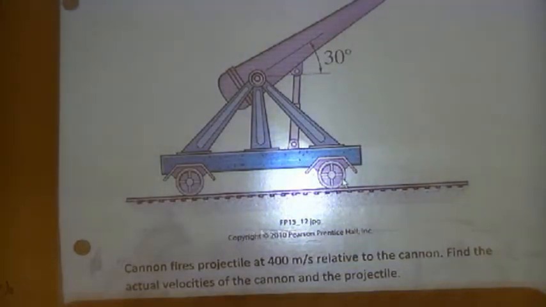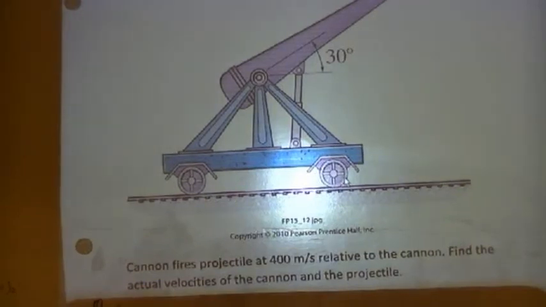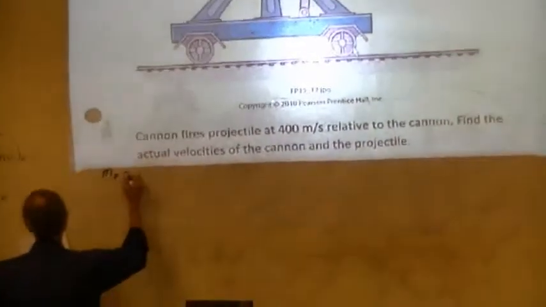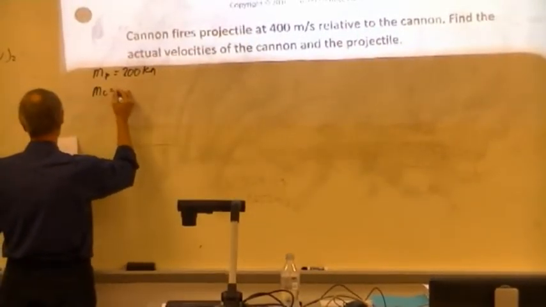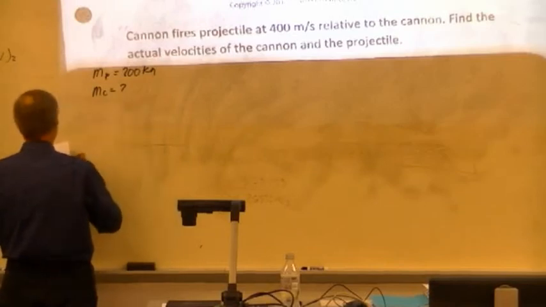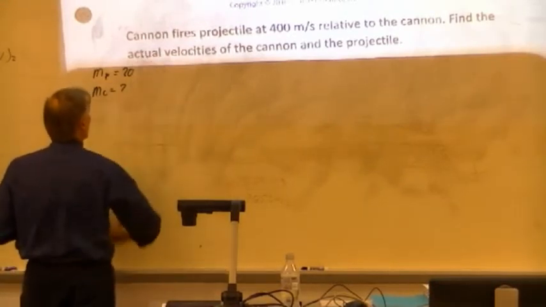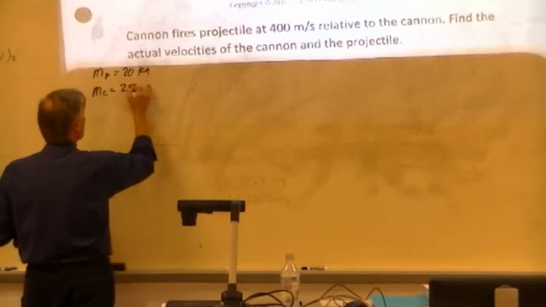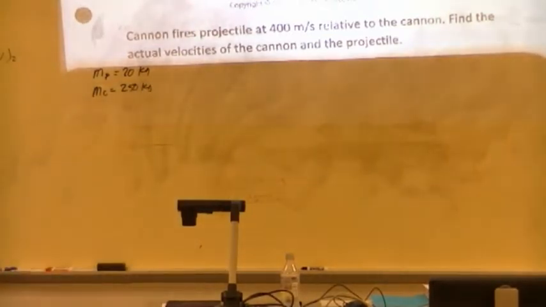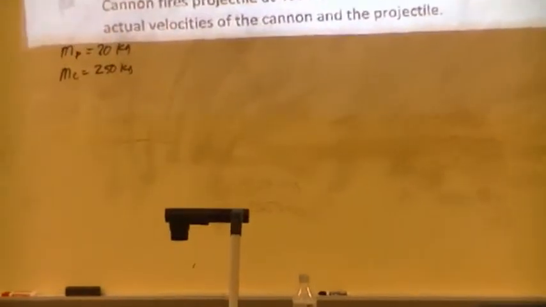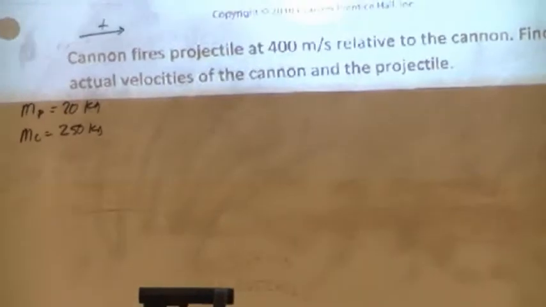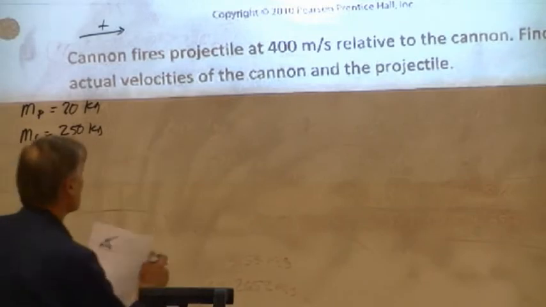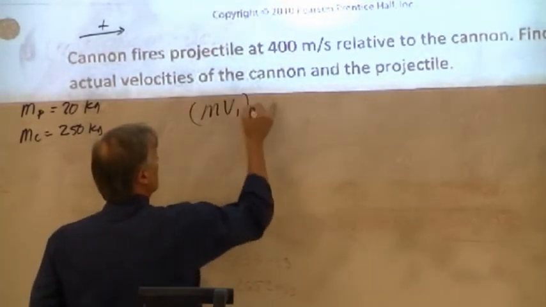Mass of the projectile, I'll call it mass of P, is equal to 20 kilograms. And the mass of the cannon is equal to, no wait a minute, 20 kilograms, and this is 250 kilograms. All right? We're going to define a positive direction, so let's call going that way positive. All right, so let's do our values in X. Let's do MV1 is equal to MV2.